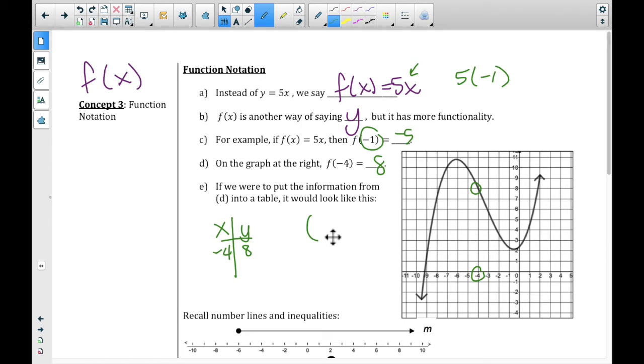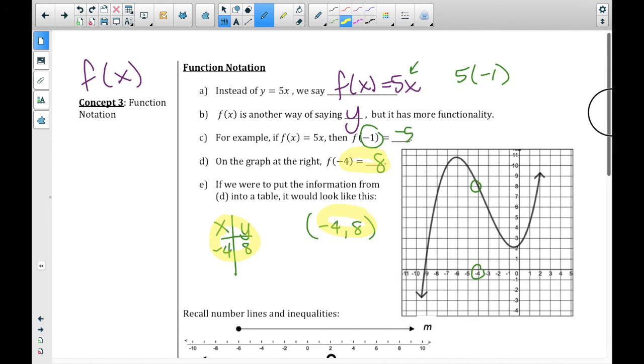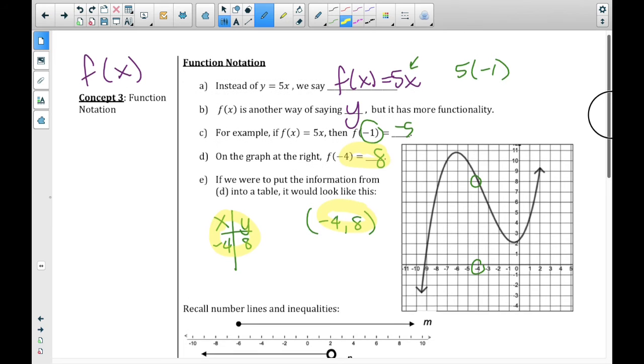Or we could even express it as a coordinate, as (-4, 8). All three of these things mean the same thing. Okay, remember I said we were going to talk about notation? We're going to talk about that next.